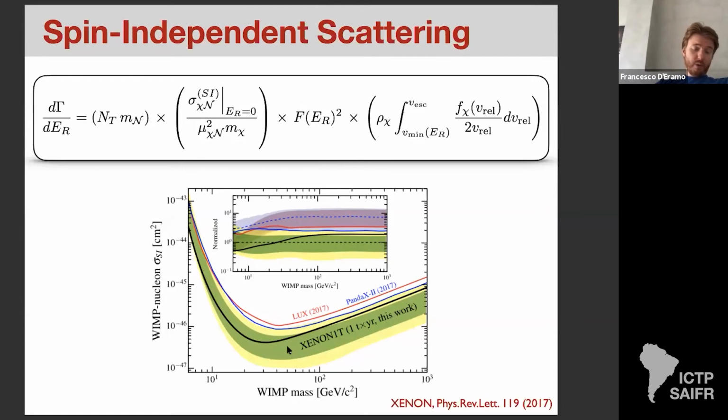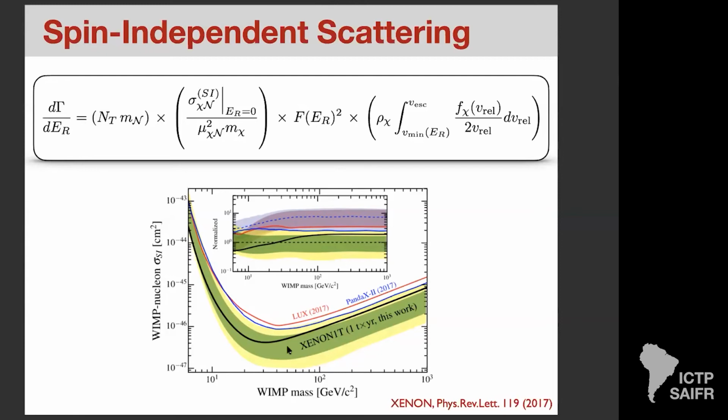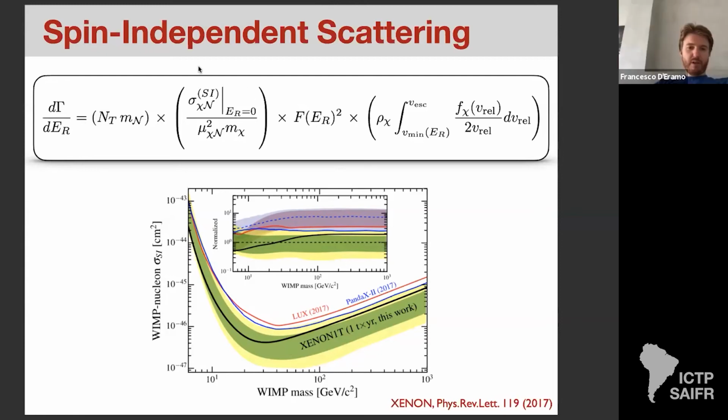Oh, sorry, the blue, the green and the yellow, this is this Brazilian plot, you know, that gives you the expected exclusion region. And then the solid black line is the actual exclusion region. So you have to be below this black line if you want to be consistent with the data. You have to be below because the cross-section has to be below some given value.